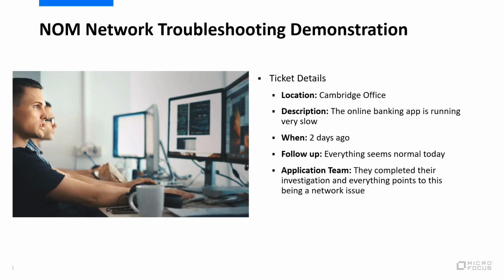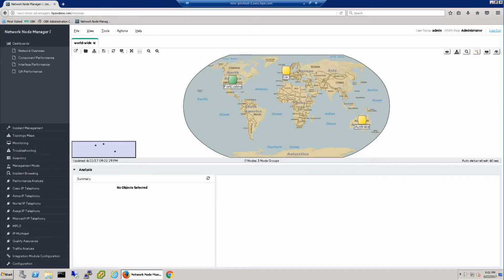The administration team for the application has completed their investigation of the issue, and they have made a compelling argument to me that there is something wrong with the network that I need to investigate further. So, let's jump into NOM and NNMi and begin our investigation. We will go to the menu and into our Node group map for the Cambridge office.